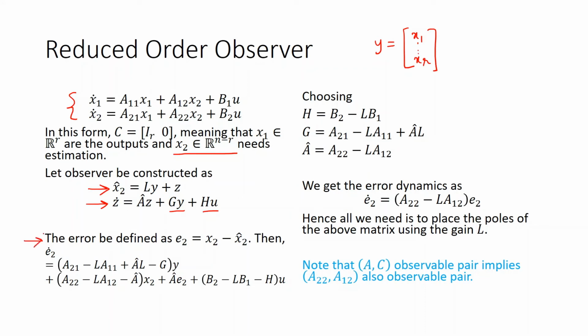The error is only this much, and then you calculate the error dynamics, E2 dot. If you calculate E2 dot, you will get this equation. This is a bit lengthy equation. There has to be some rearrangement of terms, and one has to note that x1 is basically y. So you have to keep in mind while evaluating this equation that x1 is equal to y.